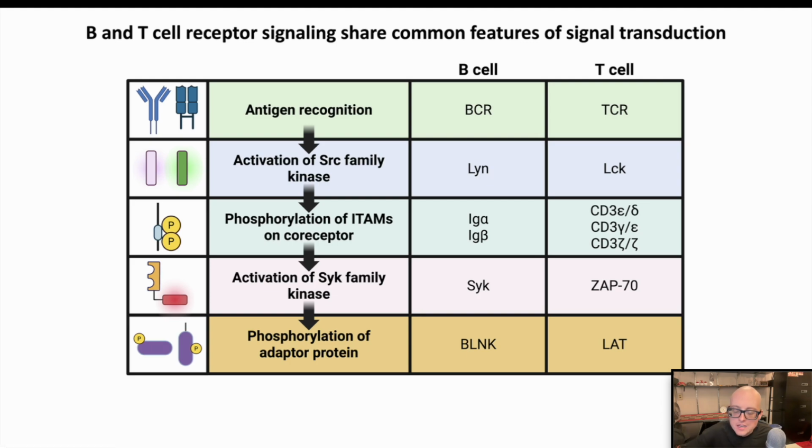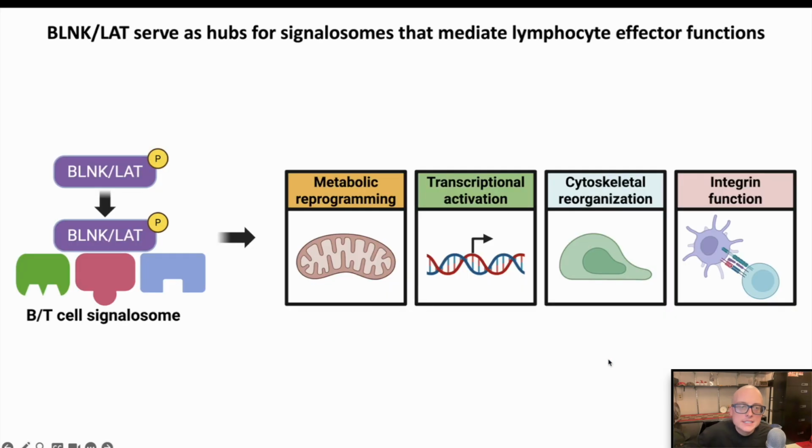activation of the cell. And so for the purposes of this video, I'm not really going to go into all the dozens of downstream molecules that we could fill in the blanks with downstream of BLNK and LAT. But I just want to make the point that both BLNK and LAT are molecules uniquely found either in B cells or in T cells, but they have overlapping functions.